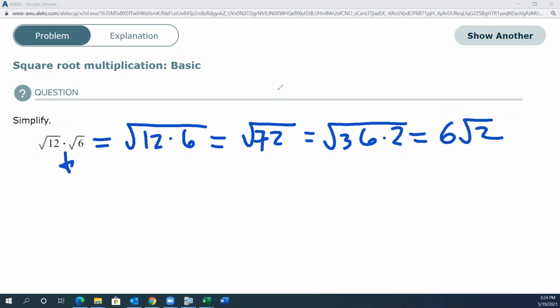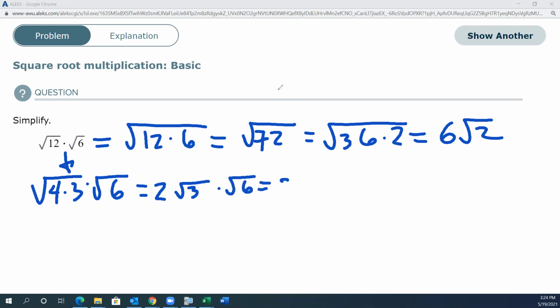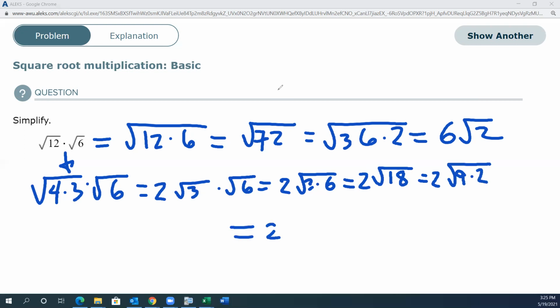Now, an alternative method on this one is to say, well, I could write square root of 12 as 4 times 3 because I know the square root of 4. And then the square root of 4 is 2. And then it doesn't look anything like the other one, does it? Okay, and then I can write 3 and 6 inside the same radical. A perfect square that divides into 18 is 9. And then the square root of 9 is 3. And I still get 6 root 2, even though it looks totally different. But I didn't break any rules, so it's okay.